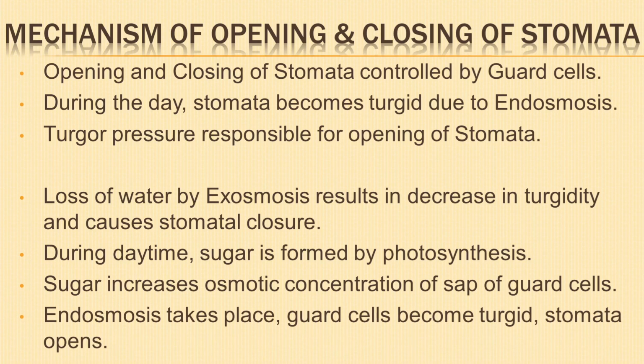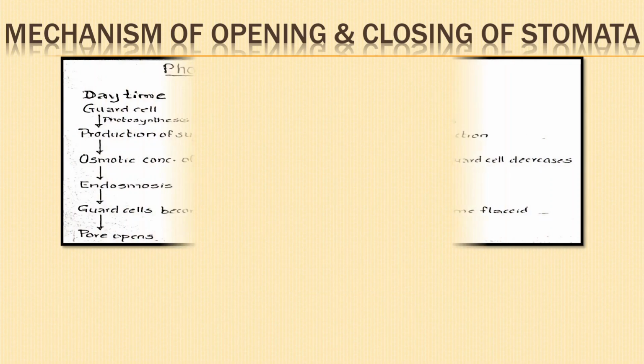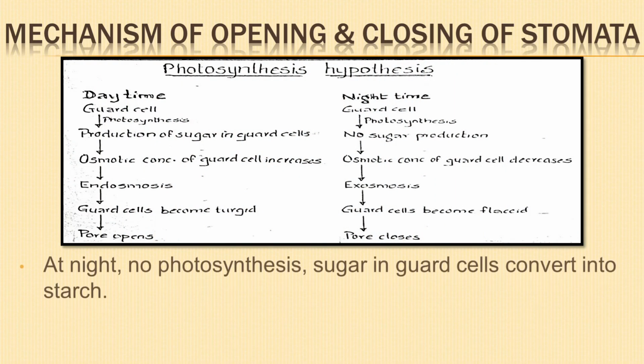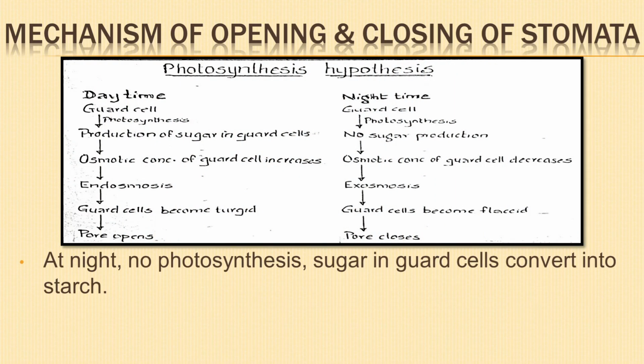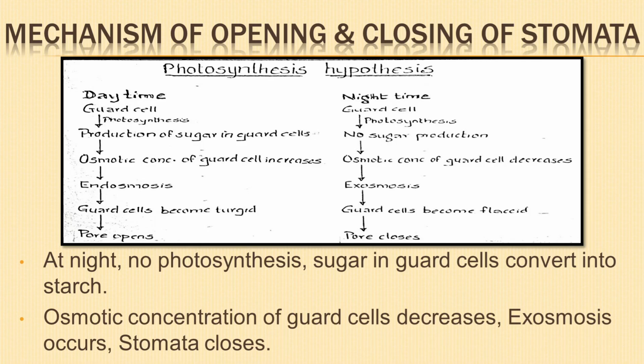Endosmosis of water takes place from the neighboring cells and the guard cells become turgid. This results in the opening of the stomata. At night or in the absence of light, there is no photosynthesis and the sugar present in the guard cells gets converted into starch. Since starch is insoluble, the osmotic concentration of guard cells decreases.